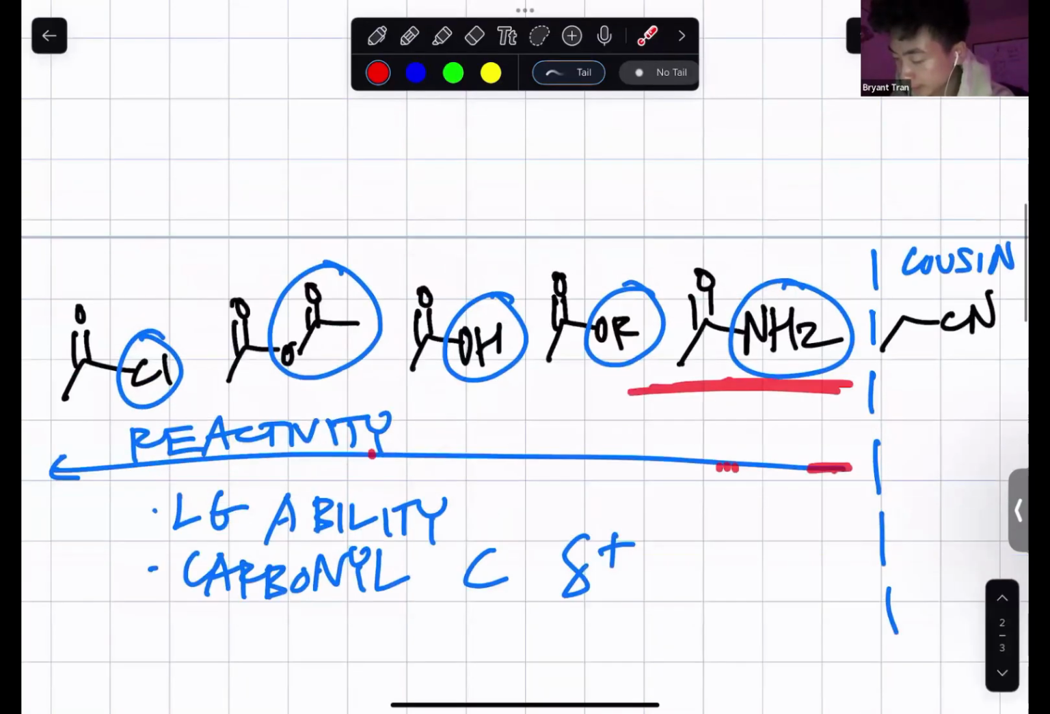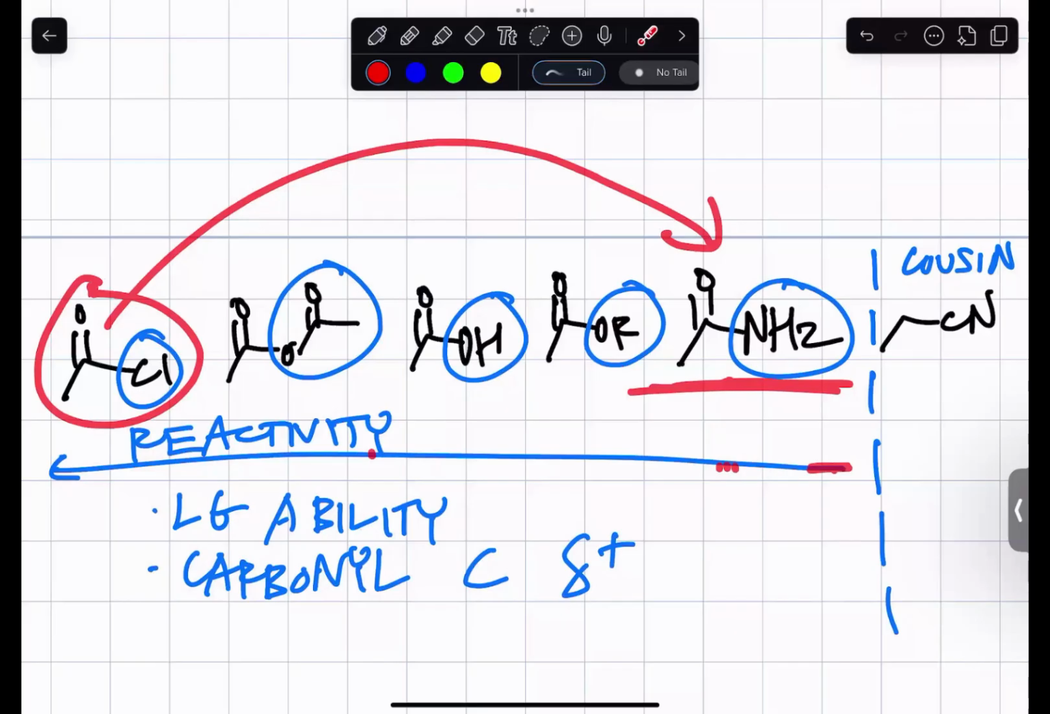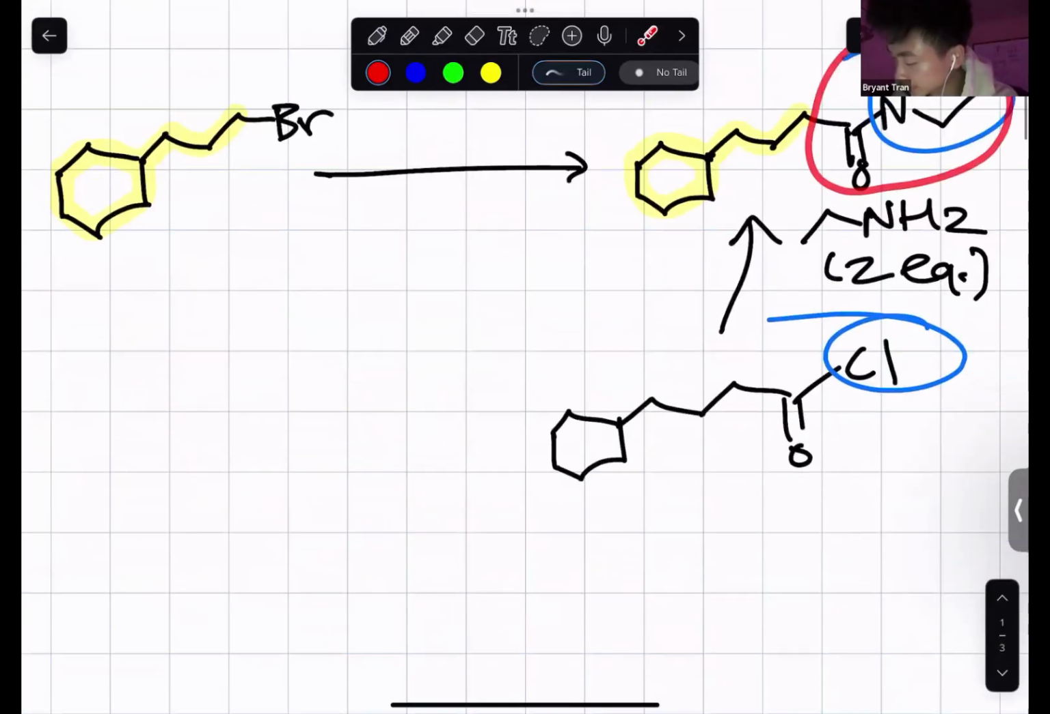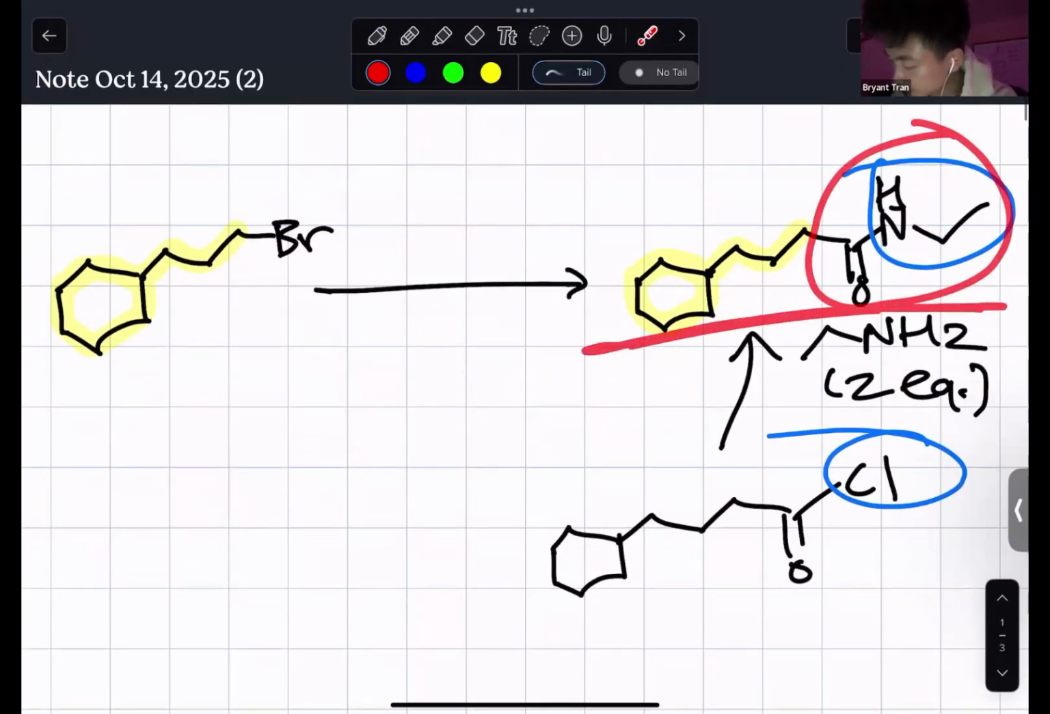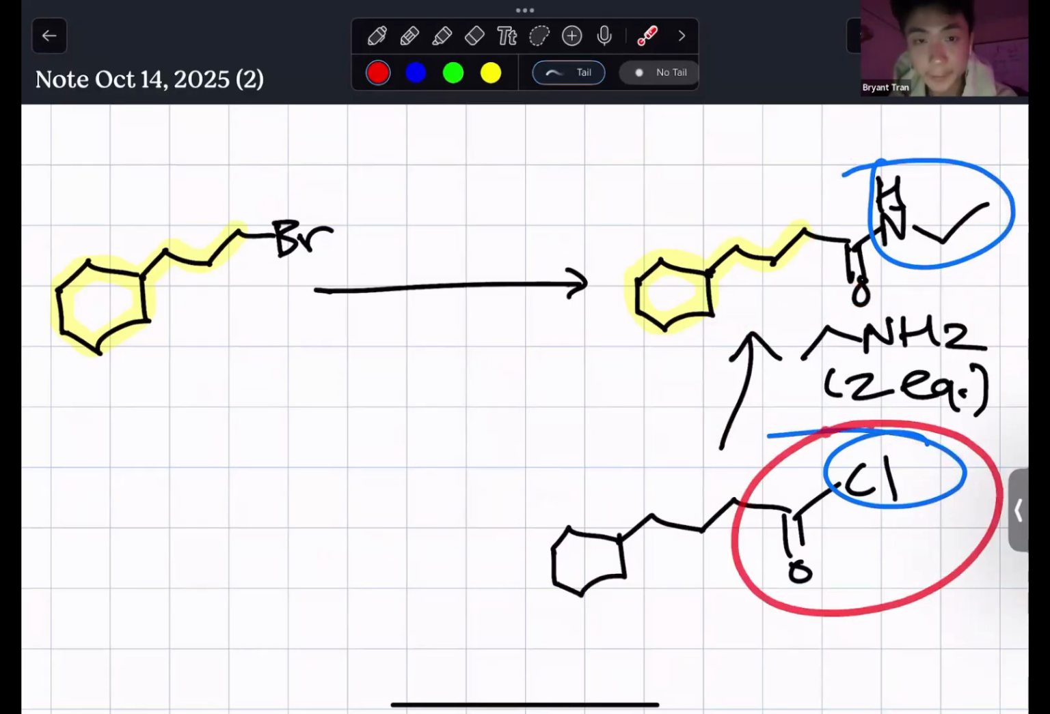We can create that amide from the acyl halide, the most reactive carboxylic acid derivative. Right, because we're going backwards here. This is given to us. We are going to guess that it came from the most reactive carboxylic acid derivative, which is this acyl chloride right there.